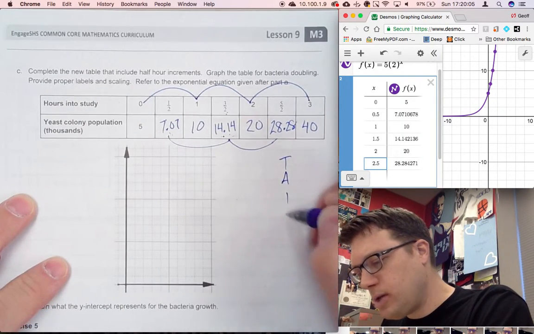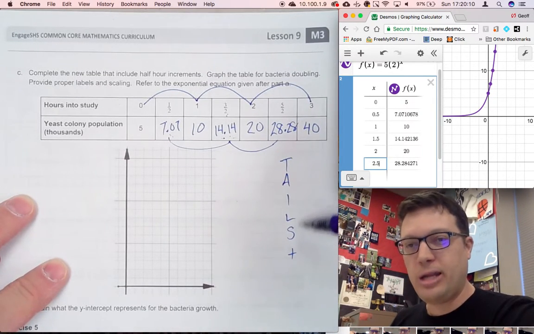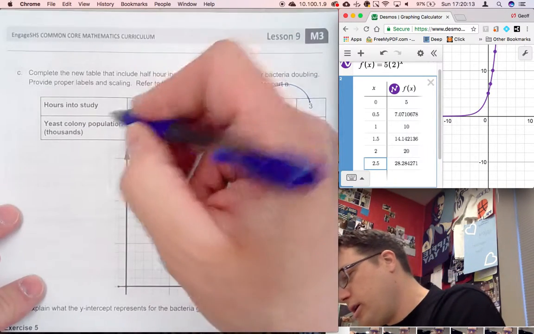Tails plus. I mean, you don't have to really write the tails plus. You can do what I do if you want. But the purpose of the tails plus is to remind me I need a title. It's time for a title.